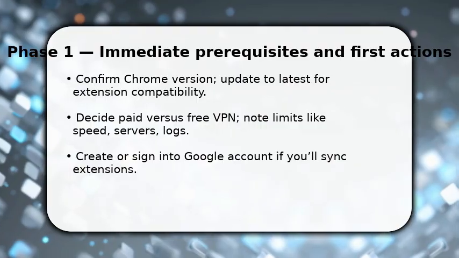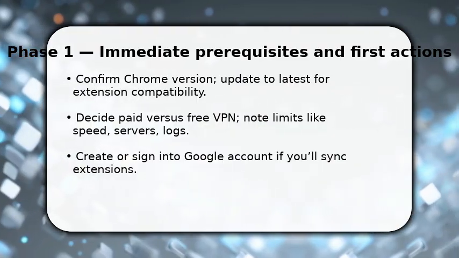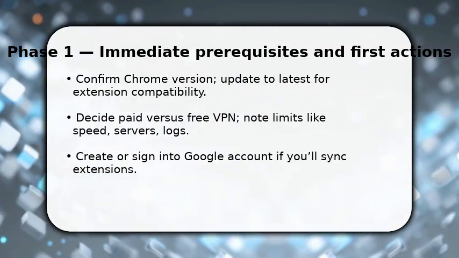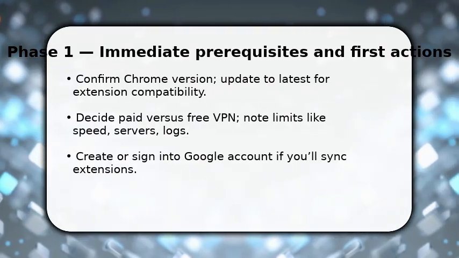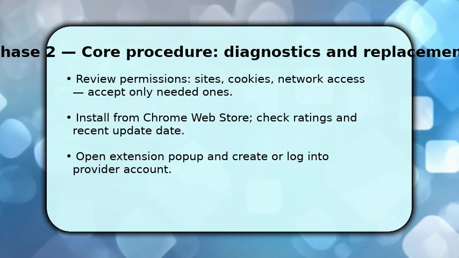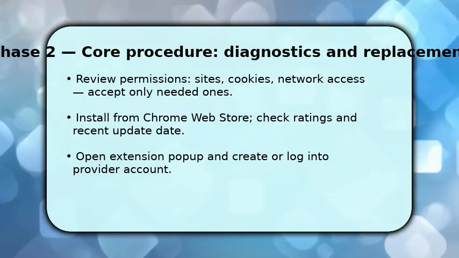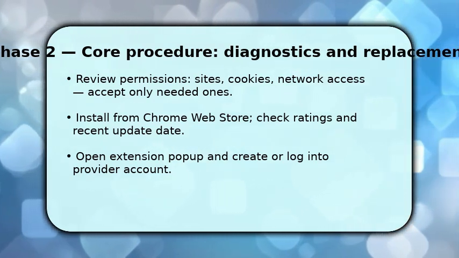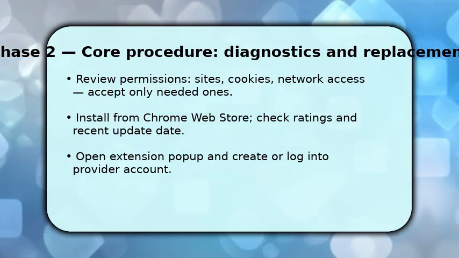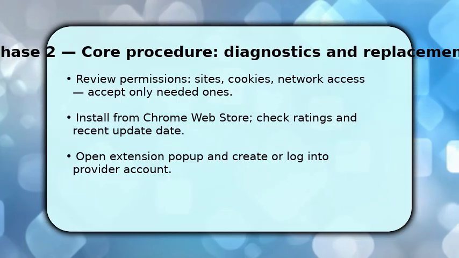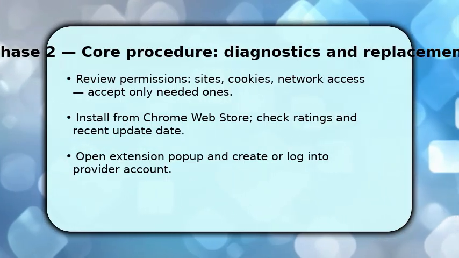Now open Chrome's web store, search for the VPN name or type, VPN extension, and prepare to compare ratings and permissions before installing. After finding the extension, inspect permissions carefully. It may request access to read all site data, which affects privacy. Once comfortable, click Install and watch for the confirmation dialog. Make sure the extension is from the correct vendor name.